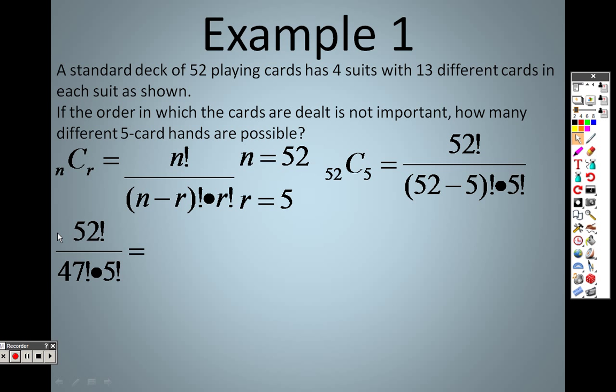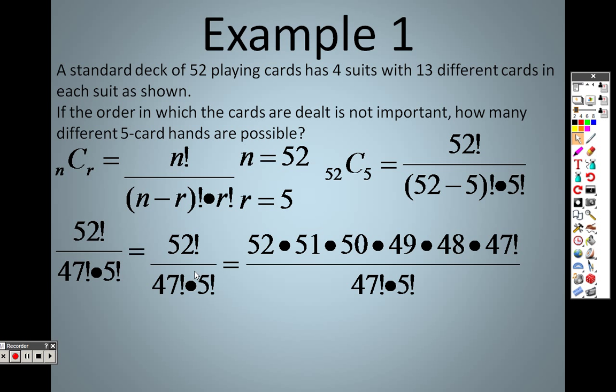So I can take 52 factorial the whole way down, but as you know, that will probably cover the entire page here. But what I can do is I'm going to show you a little trick. I took 52 the whole way down to 47 factorial. Why did I do that? Because I have a 47 factorial on the bottom. Since I have a 47 factorial on both the top and the bottom, that's why I did it.